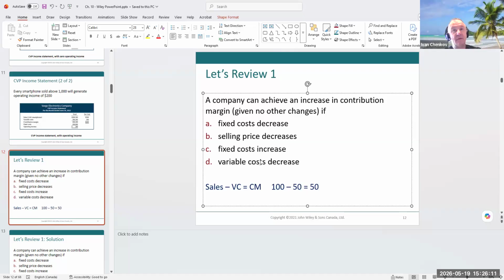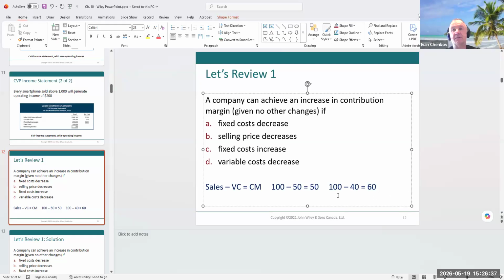Now, if the variable cost decreases, knowing that this is my variable cost, what's going to happen? I'm going to have 100 minus 40. It's going to be equal to 60. Now the question is, did the contribution margin increase? Yes, it did. So the other option is to decrease the selling price.